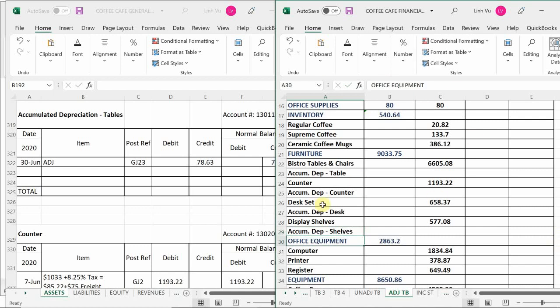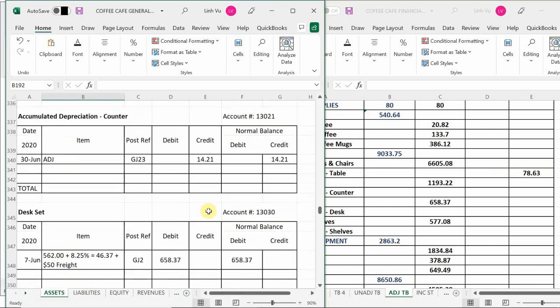Since these are all contra accounts and they're all credit accounts, my accumulated depreciation for the tables, I depreciated it by $78.63, okay? And this is what I'm going to do. I'm going to just put in all those answers first, and then I'm going to redo my formula.